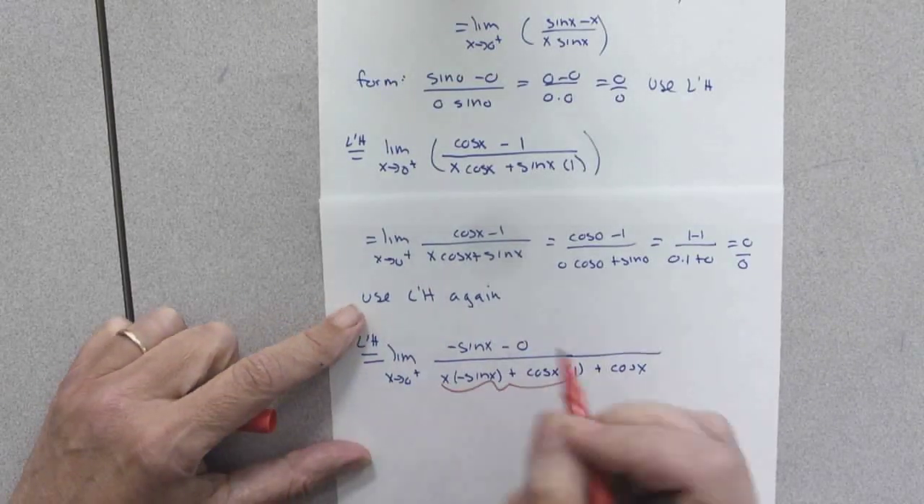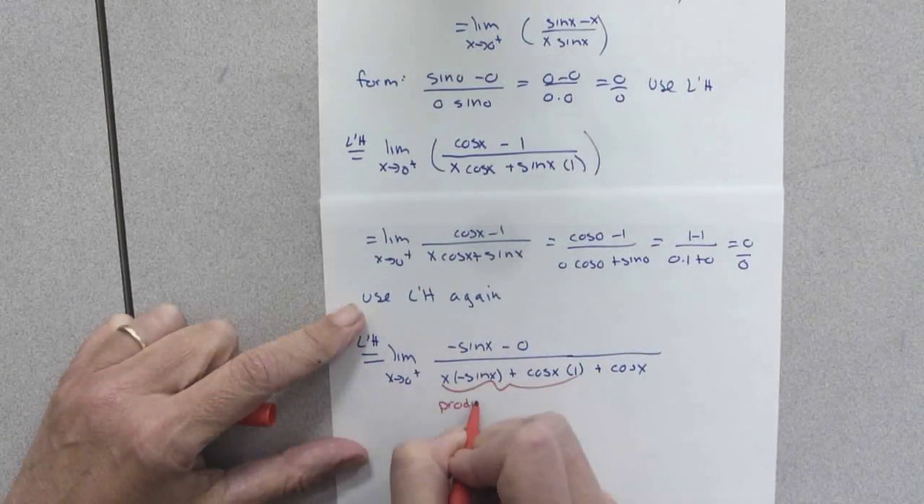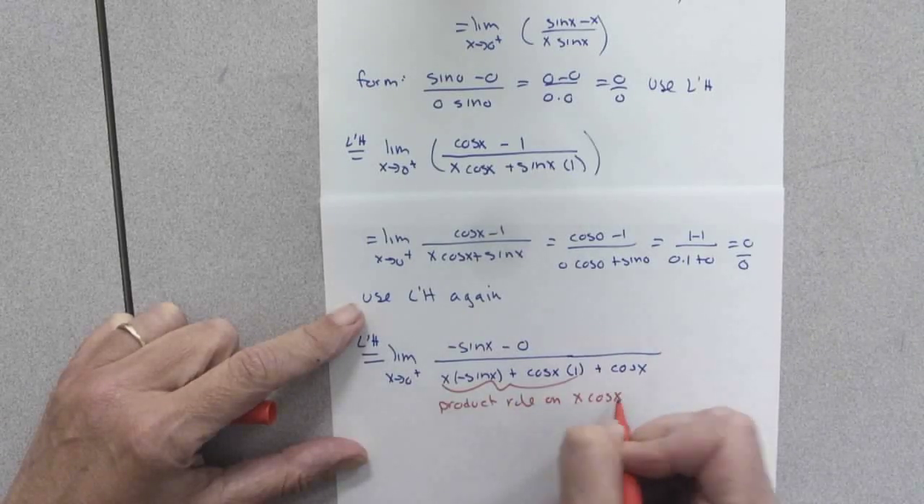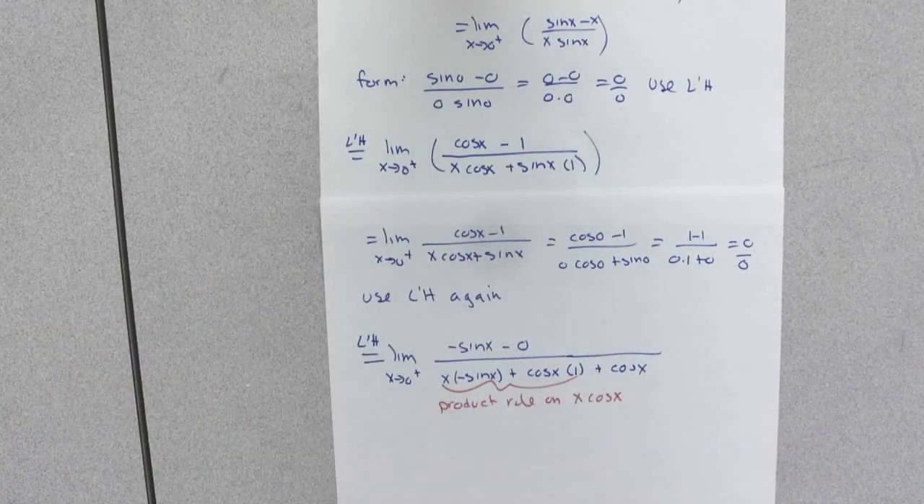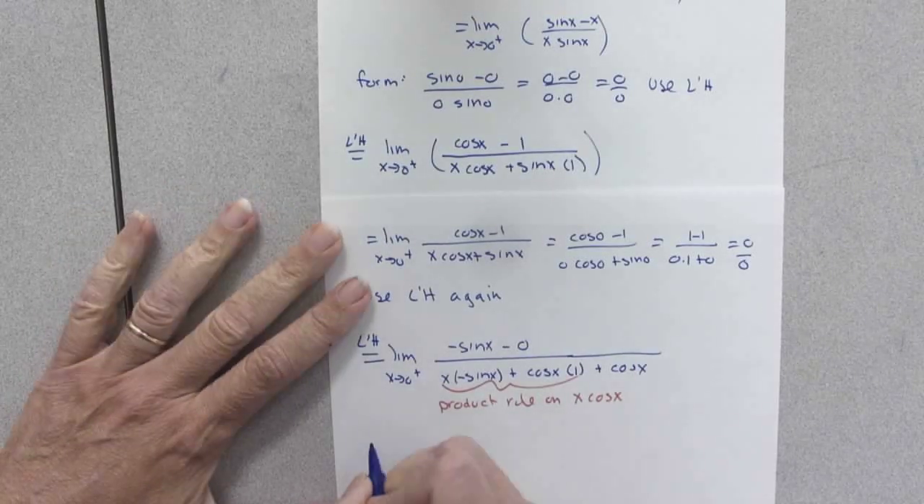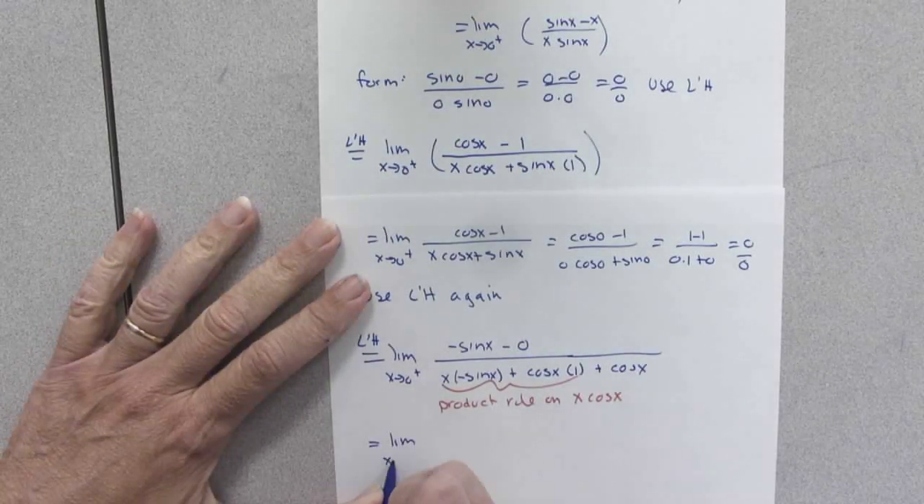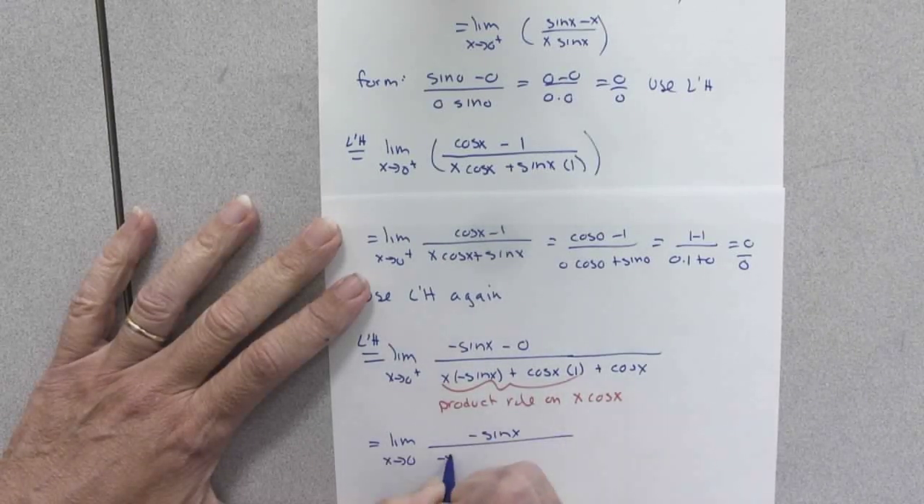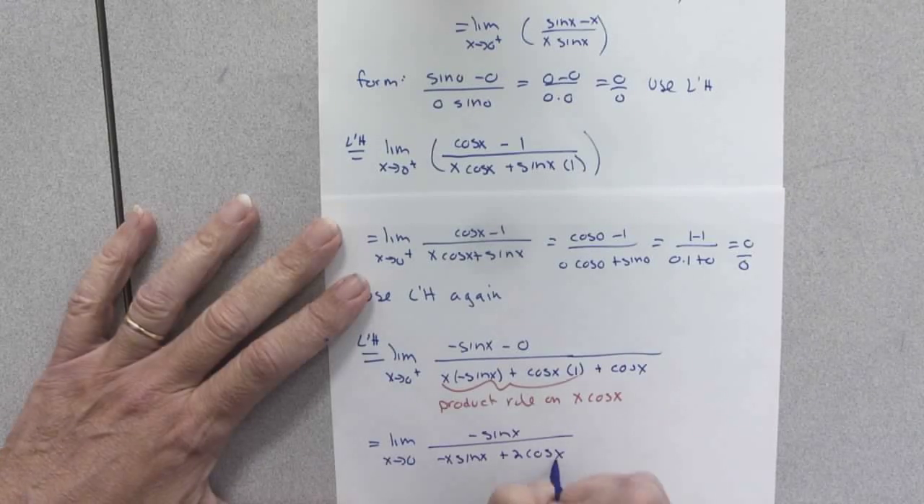So all of this is a product rule on x cosine x. Cleaning this up a little bit, that's negative sine x over negative x sine x plus 2 cosine x.